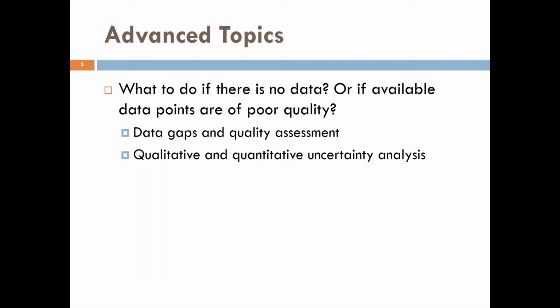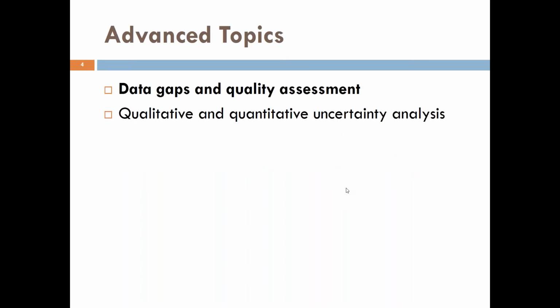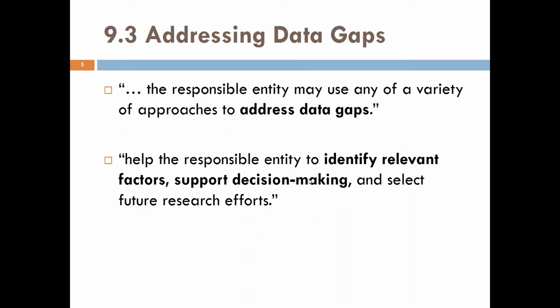Okay, so the big question is what to do if we don't have data, which is often the case when we are dealing with life cycle impacts and also risk-related impacts. It's rarely the case that we have all the data that we need out there. So the AA guide very specifically tells us what to do in those situations. So we will talk about data gaps and data quality assessment, and if we are given time, then we can probably talk about qualitative and quantitative uncertainty analysis, and just briefly mention that. So first, data gaps and quality assessment.